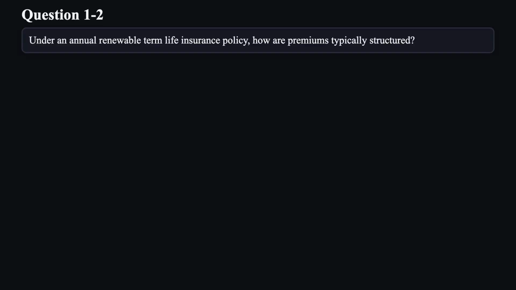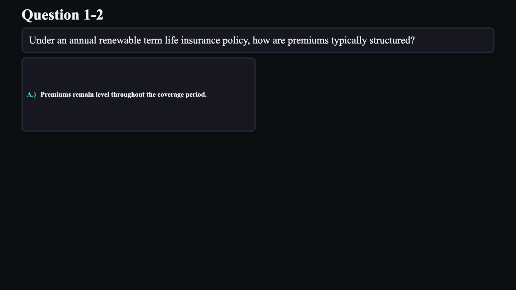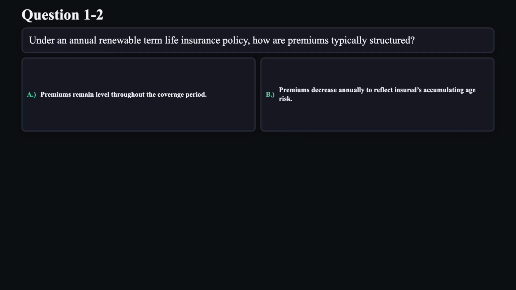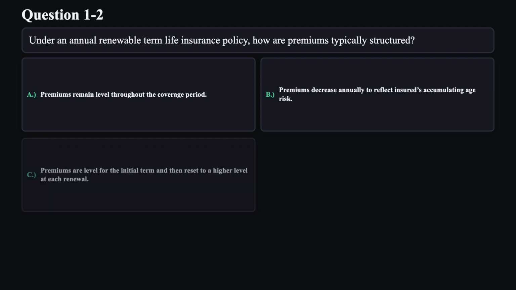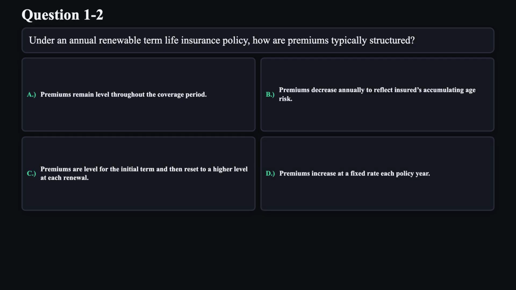Question 2. Under an annual renewable term life insurance policy, how are premiums typically structured? A. Premiums remain level throughout the coverage period. B. Premiums decrease annually to reflect insured's accumulating age risk. C. Premiums are level for the initial term and then reset to a higher level at each renewal. D. Premiums increase at a fixed rate each policy year.